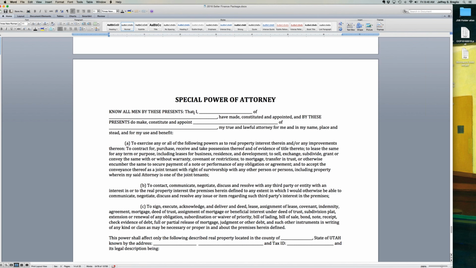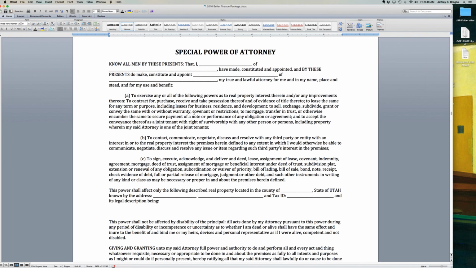Here is a special power of attorney. Okay, this is our POA. You can get your seller to sign this at closing. Okay, this is where you put the name of the seller in here. Okay, you put the seller's address in there. Have made, constitute, and appoint. This is you. Okay, so the seller is going to appoint you as their attorney in fact. Okay, and this is your address. So seller's name, seller's address, your name, your address.